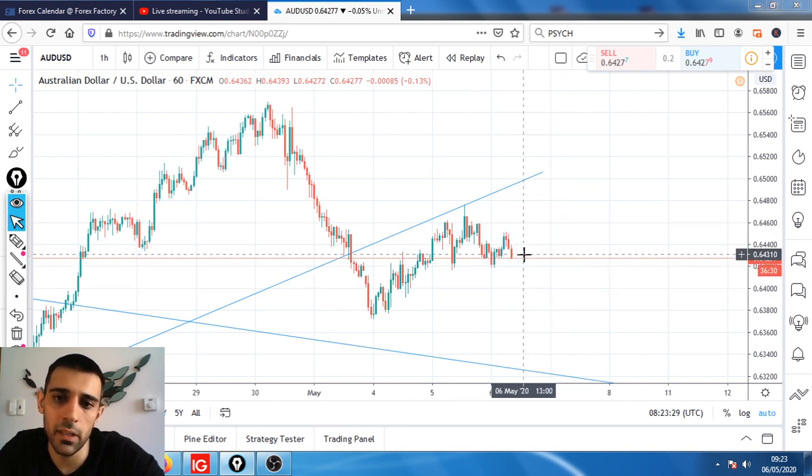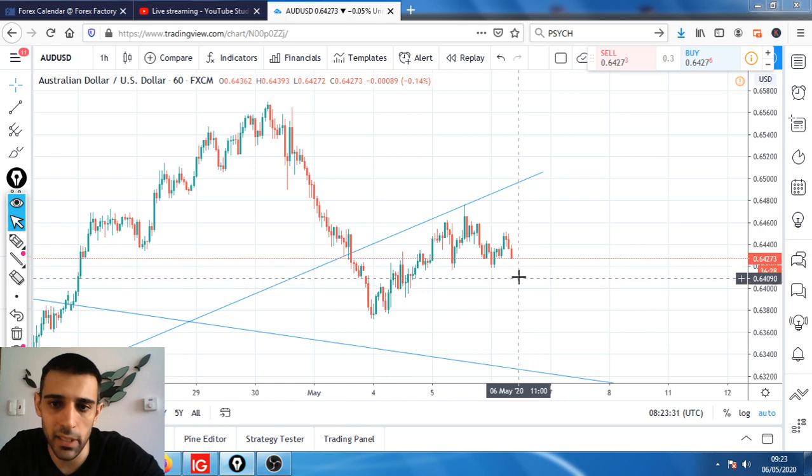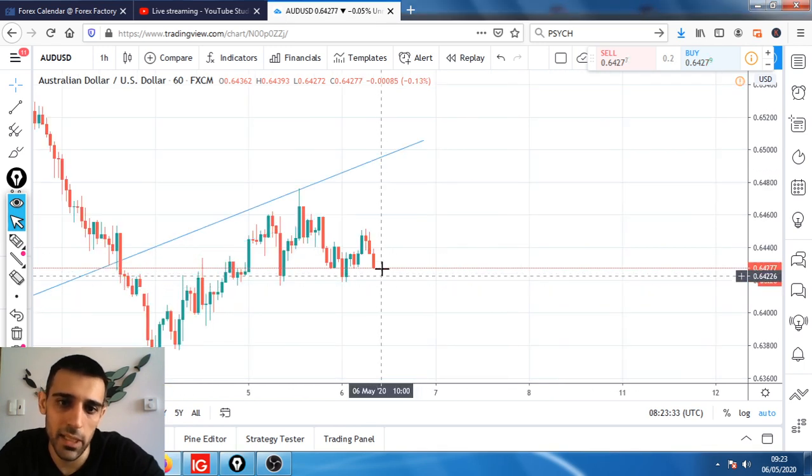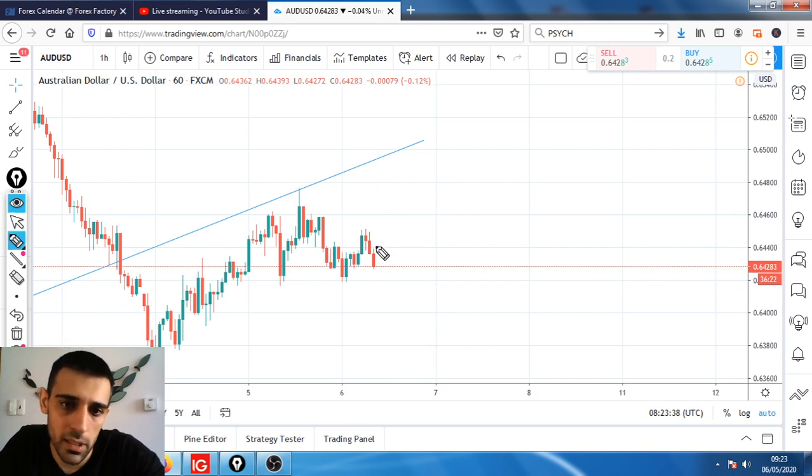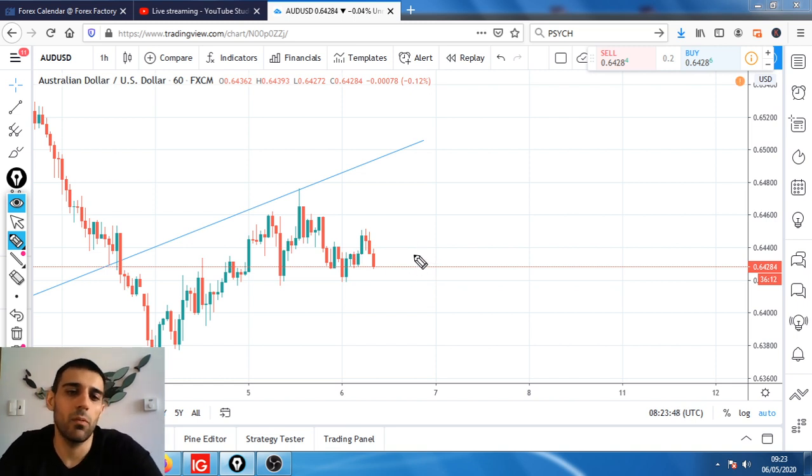So far, the pair is going pretty nicely. We can see that the price is coming down nice and slow, so it does look good towards the downside, but it can change when the price gets to this level. So what was your stop loss, if you don't mind me asking?